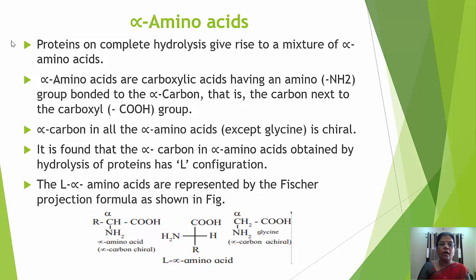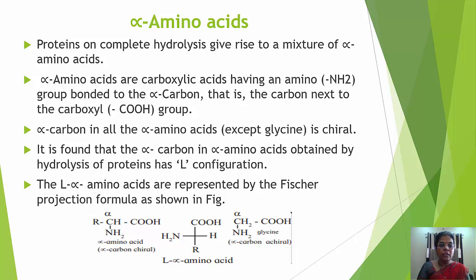Alpha amino acids are carboxylic acids having an amino, that is NH2 group, bonded to the alpha carbon, that is the carbon next to the carboxylic group. The alpha carbon in all the alpha amino acids except glycine is chiral. It is found that the alpha carbon in alpha amino acids obtained by hydrolysis of proteins has L configuration. The L alpha amino acids are represented by the Fischer projection formula as shown in the figure.